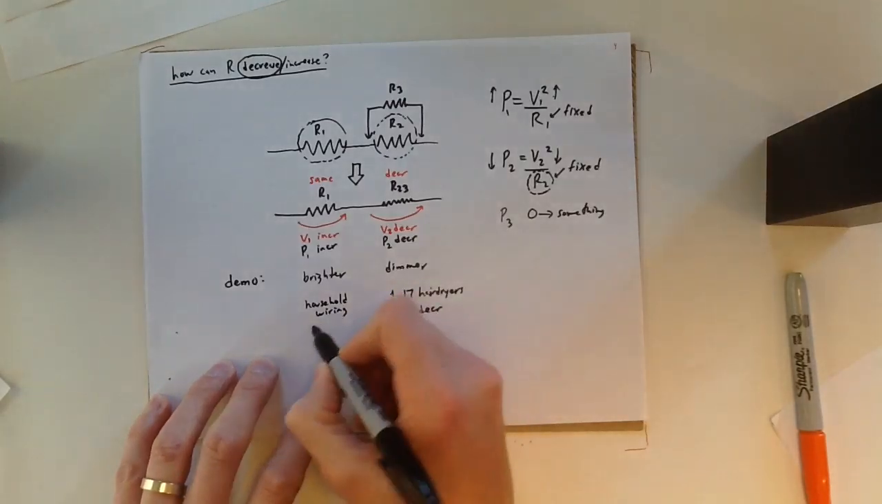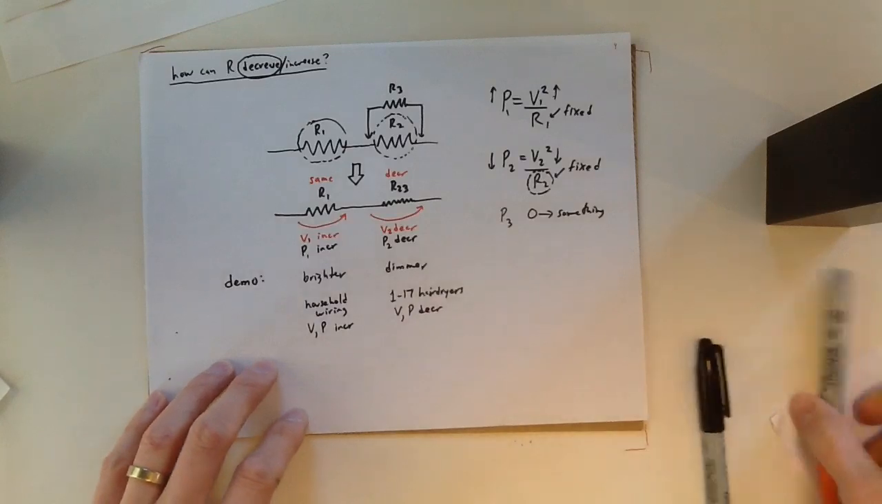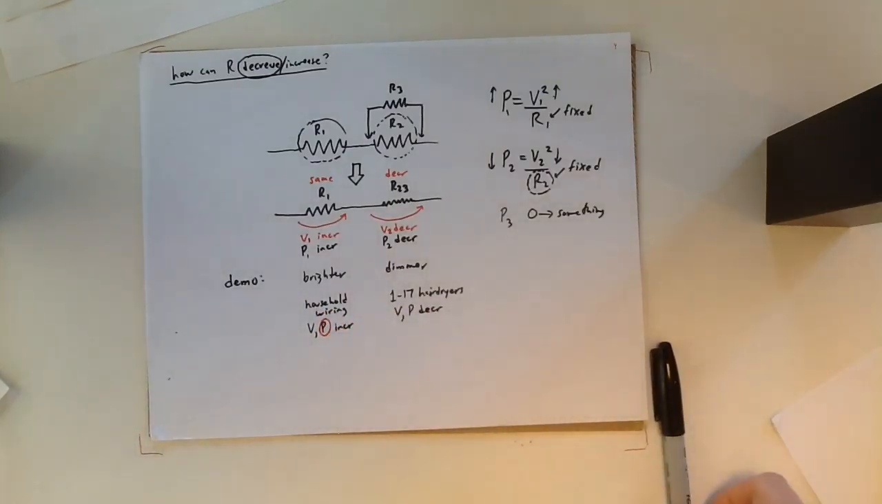And for your household wiring, the voltage and the power are going to increase. And of course, this is your danger zone. So you're dissipating a lot of power and the wiring is getting very, very hot. And so you might start a fire.